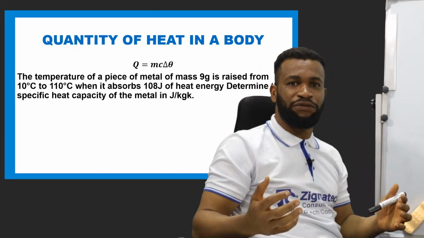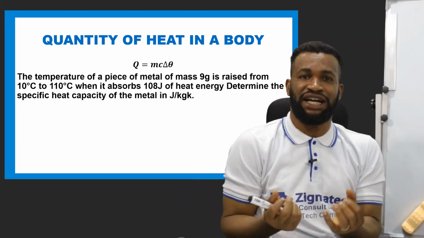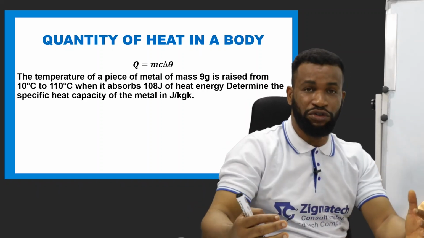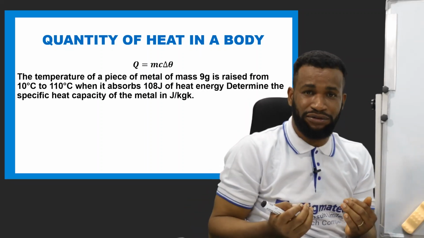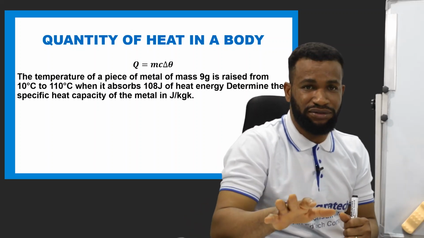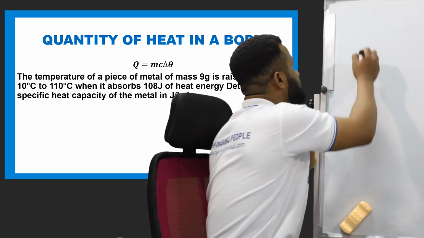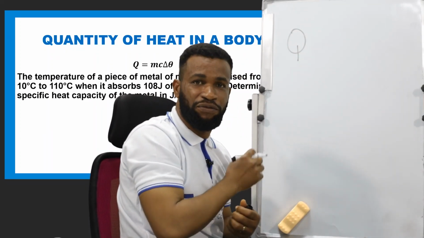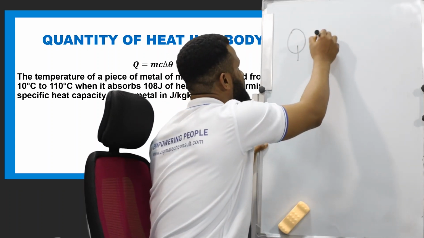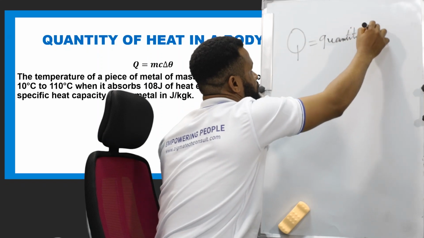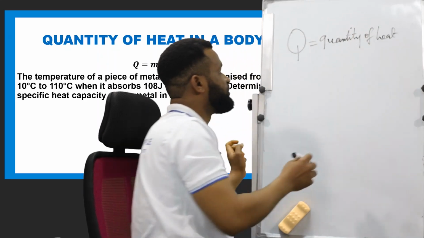When we talk about quantity of heat, we are talking about the amount of heat a body can retain or give out, because as much as you can give out depends on how much you can retain. So we have this Q to represent quantity of heat.